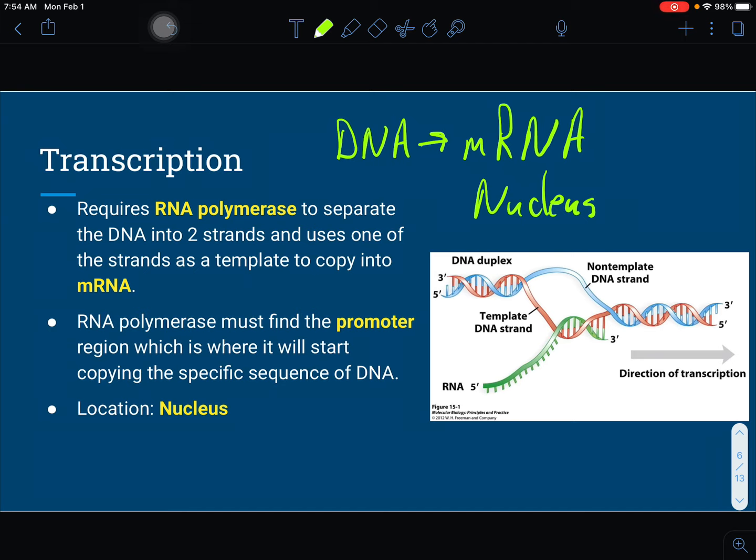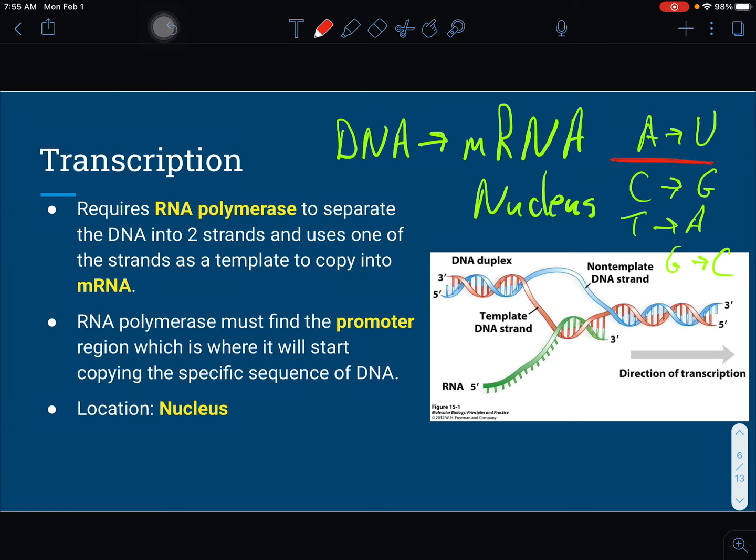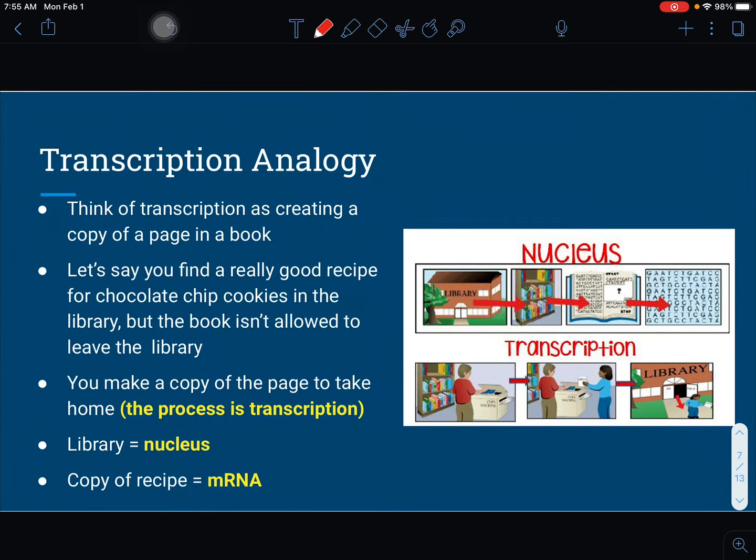Complementary base pairing: A's go with a U, and C's go with a G. And a T goes with an A, and a G goes with a C. So C's and G's are the same. The big difference here is that A's go with U. That's really the big difference here.